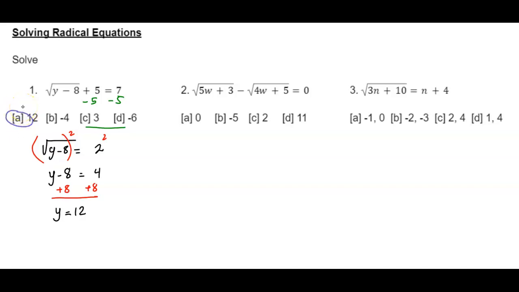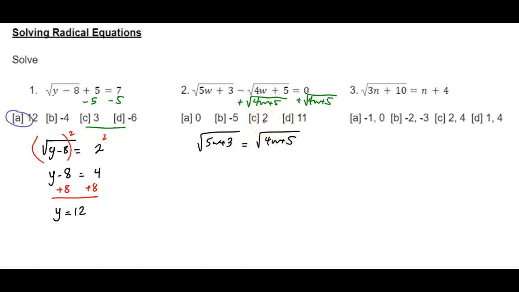Now, the second equation, it looks like we have 2 radicals on one side. However, we have 0 on the other. So if we move the second radical over to the right, we have a really nice situation. So I'm going to add the square root of 4w plus 5 to both sides. It's going to give me the square root of 5w plus 3 equals the square root of 4w plus 5.